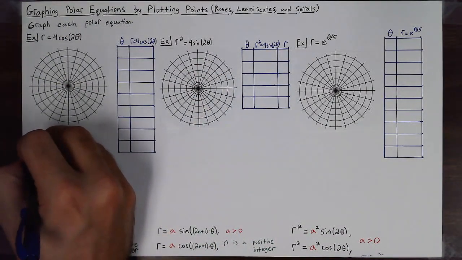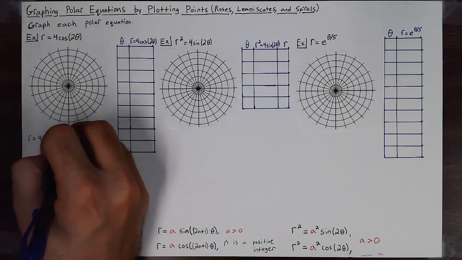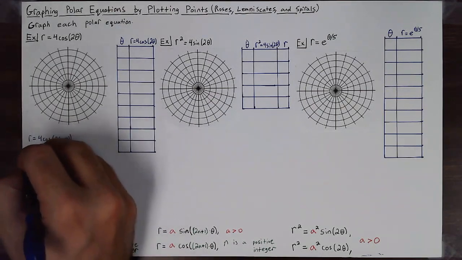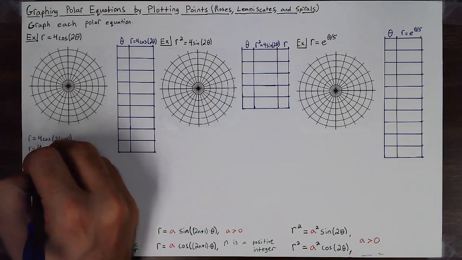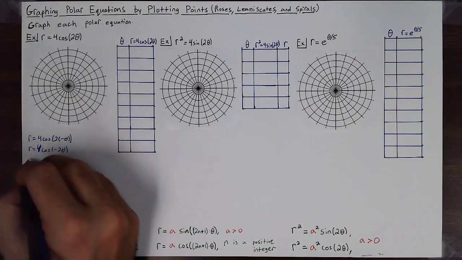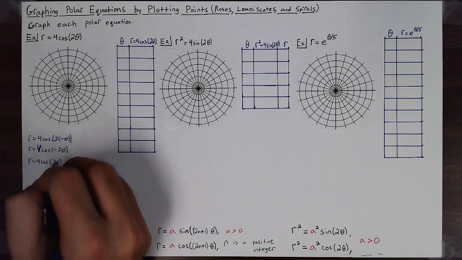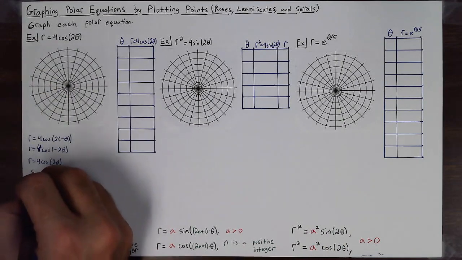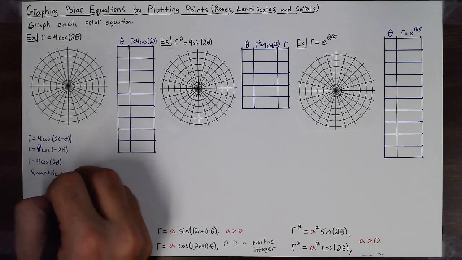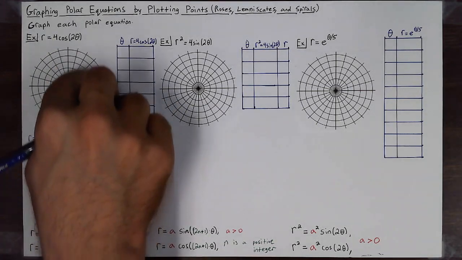So r is equal to 4 times cosine of 2 times negative theta, which would be negative 2 theta. So 4 cosine of negative 2 theta. And since it's an even function, we can get rid of that negative and we have an equivalent equation. So it is symmetric with respect to the polar axis. So it's symmetric with respect to that positive x-axis.